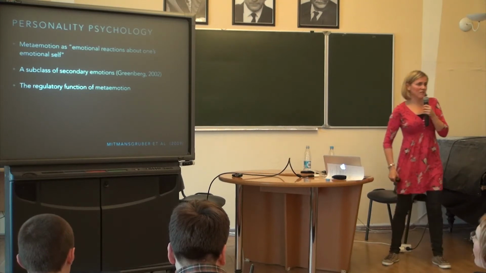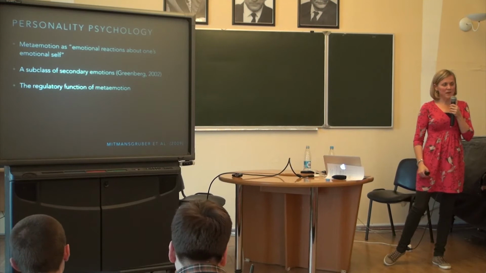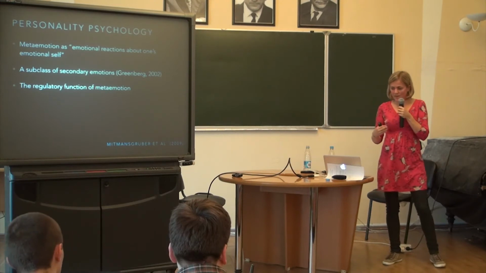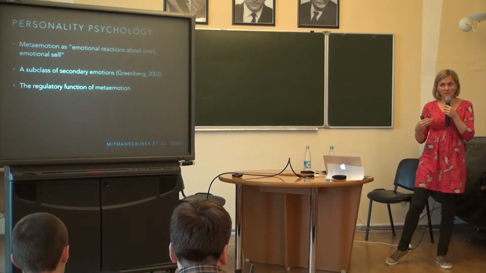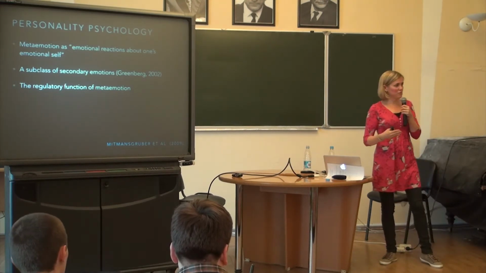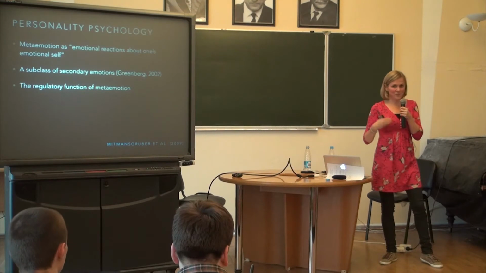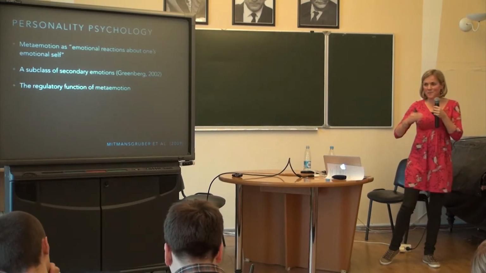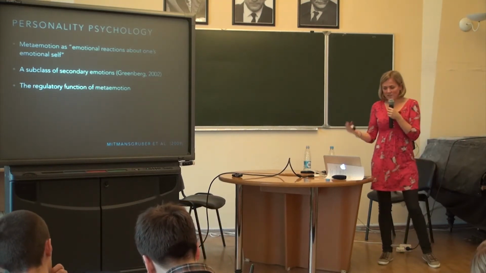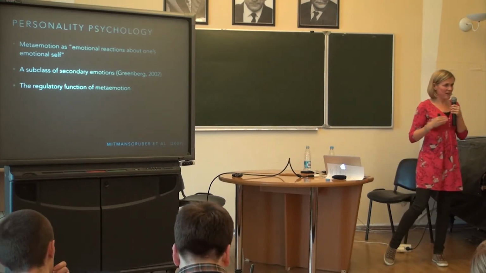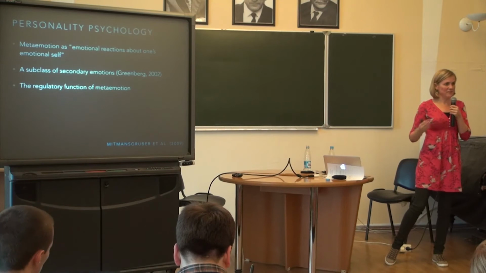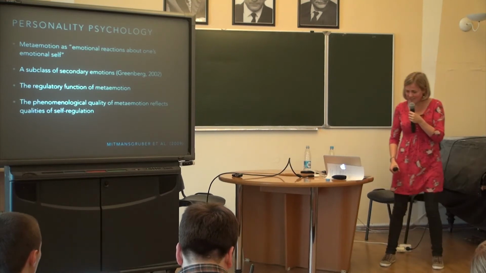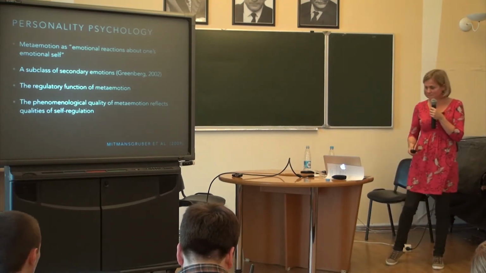And they say that the quality of a meta-emotion may provide information about the particular regulatory process that operates on the primary emotion. So if you're angry, that may have different consequences than if you're compassionate about being angry. So in the first case, you might want to stop being angry. You might want to take some action so that you're no longer angry. Distract yourself or whatever. If you're compassionate about your own anger, you would not necessarily attempt to alleviate it. So the idea is that the phenomenological quality of meta-emotion reflects qualities of self-regulation.